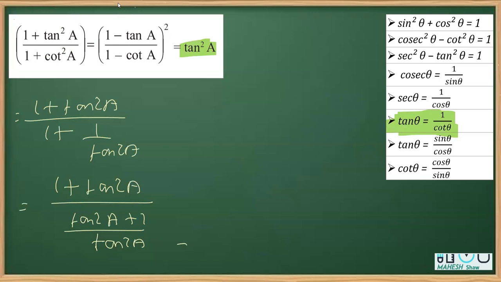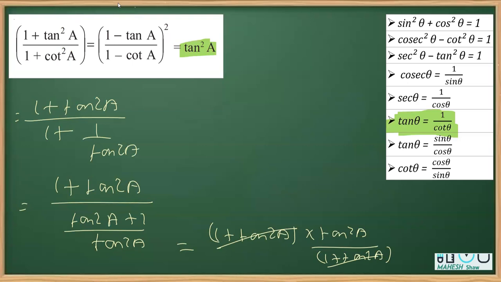Now, what else can we do in the next step? We can see that this is divided by this. So this is 1 plus tan square A, and you know that dividing is the same as multiplying with the reciprocal. So I multiply with the reciprocal of the denominator. 1 plus tan square A or tan square A plus 1 is all the same, as addition is commutative. So this gets cancelled, and we get tan square A. So we proved this part is equal to tan square A.